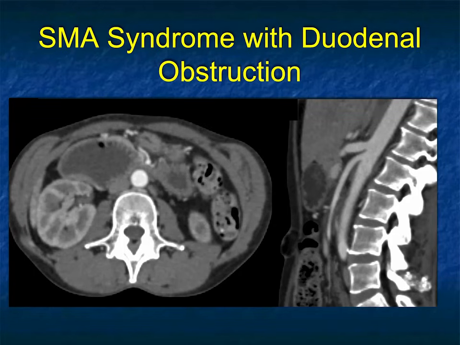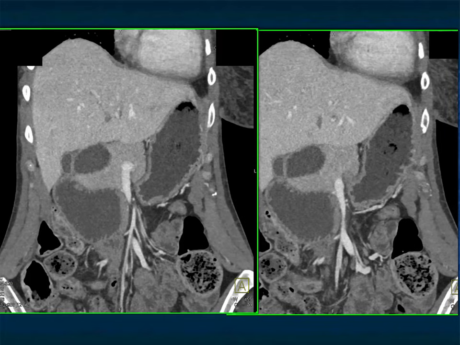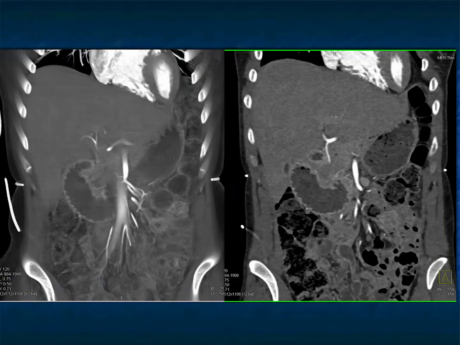But in terms of small bowel obstruction, I always put SMA as a separate entity. Again, another nice example, duodenum dilated. There's the SMA. That's the transition point. Really nicely shown. Okay? There's a couple other good examples.